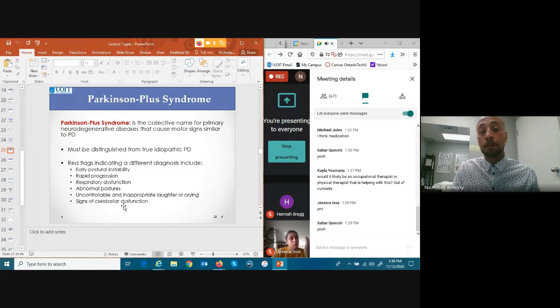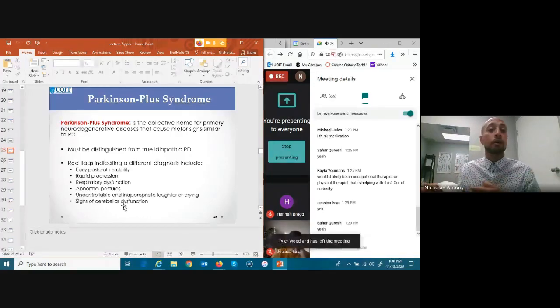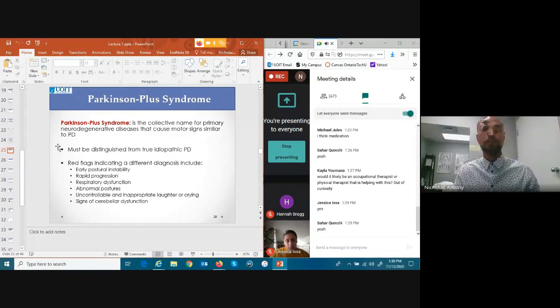Signs of cerebellar dysfunction. Now, I corrected myself when I was talking about being more coordinated. Coordination is cerebellum. Control or regulation of movement is basal ganglia. So if you see signs of cerebellar dysfunction, that would affect movement as well. That is not Parkinson's disease. So that's Parkinson plus syndrome.